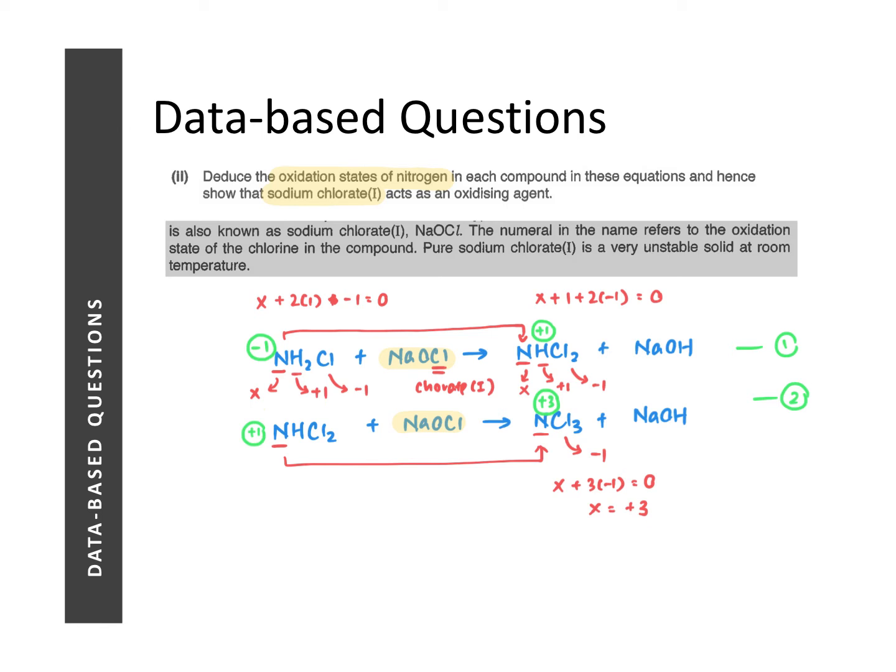So since NH2Cl and NHCl2 have been oxidized in the two equations, this shows that sodium chlorate 1 is an oxidizing agent. Okay, the reason why I'm not going to write it down is because you can just refer to the answer in your ten-year series.